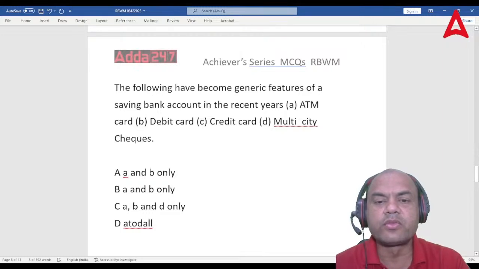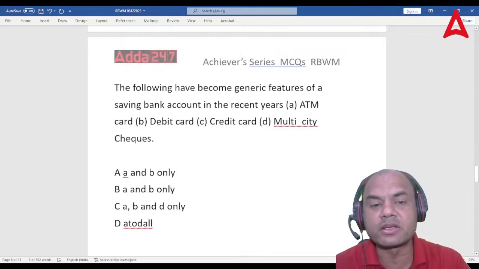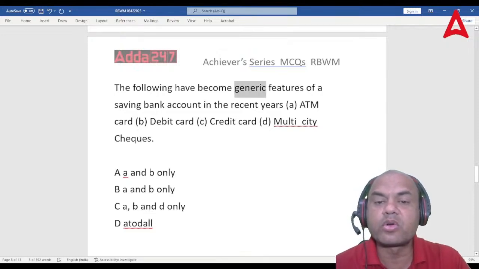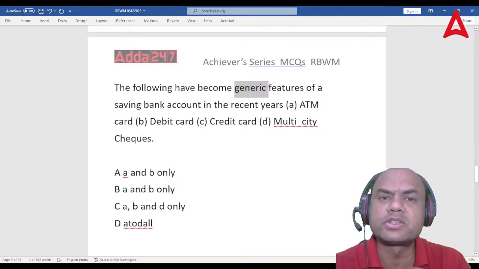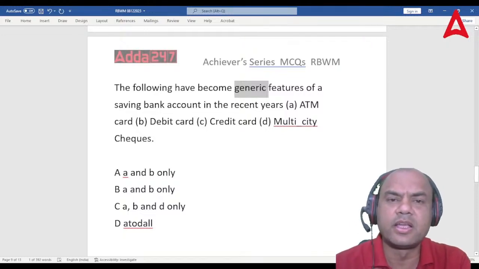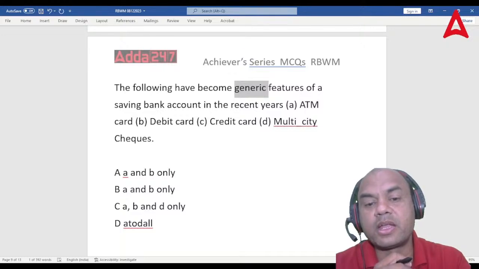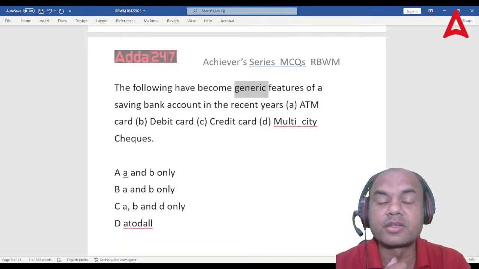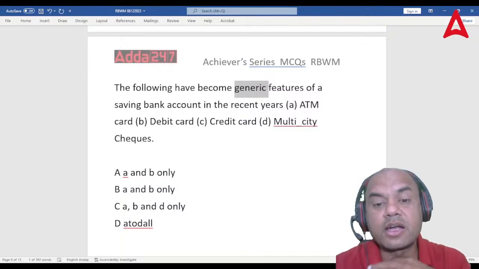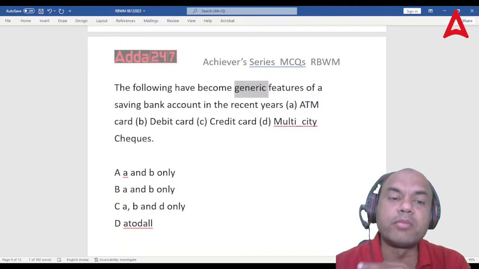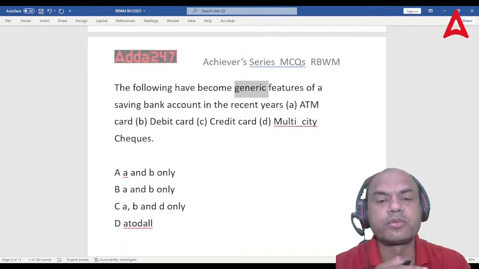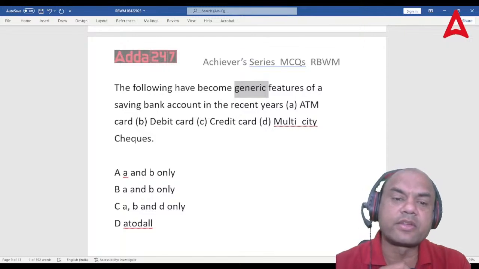Next one. The following has become the generic feature of savings bank account in recent years. Generic means what? Common feature. Common means what? So what? Common feature means if I tell any customer I am giving ATM card, so what? If I am giving debit card, so what? Credit card, so what? Multi-city check, so what? It's nothing new.